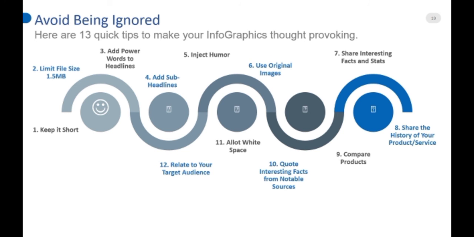And number 12 will be relating to your target audience. If you try to get too broad, too general, and you don't really relate to them, they are not going to feel like you're talking directly to them. Rather, you're talking directly to somebody else. So you want to make sure that you're talking directly to them. You might get less quantity of traffic, but you're going to get a higher conversion rate.